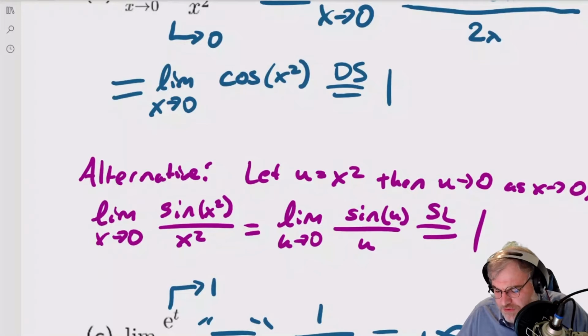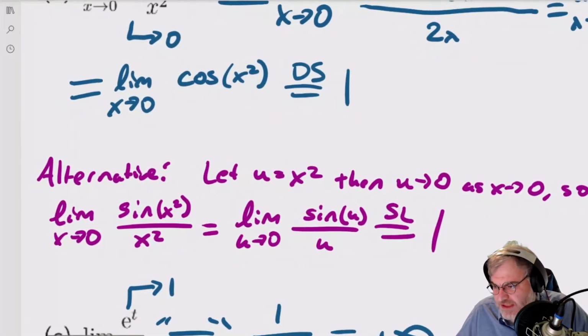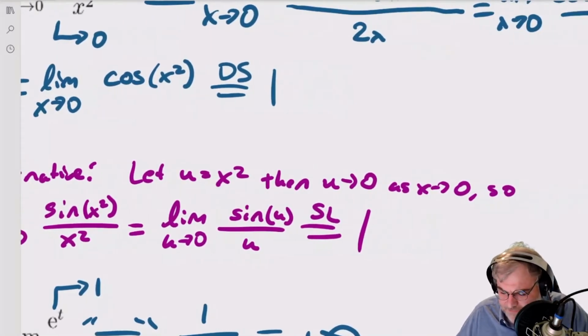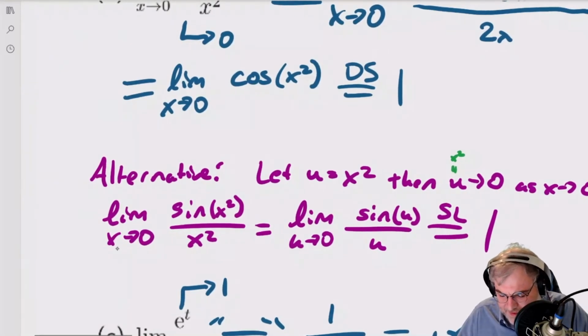Let u equal x squared. Then u goes to 0 as x goes to 0, right? Since x squared equals u, x squared goes to 0 as x goes to 0. So I take this and I get the limit as x goes to 0 of sine x squared over x squared equals the limit as u goes to 0 of sine u over u. And then I just use the special limit and I get 1. Okay.